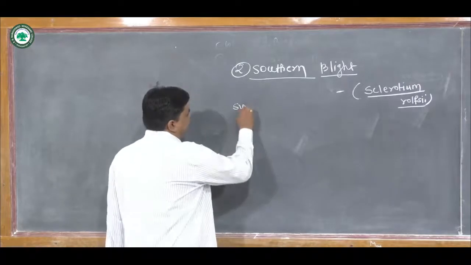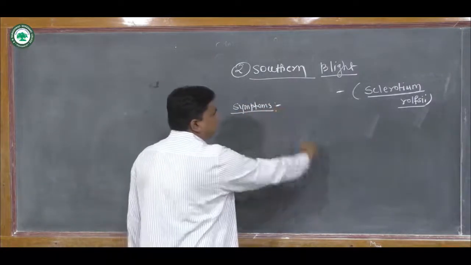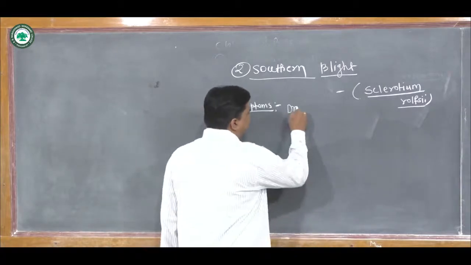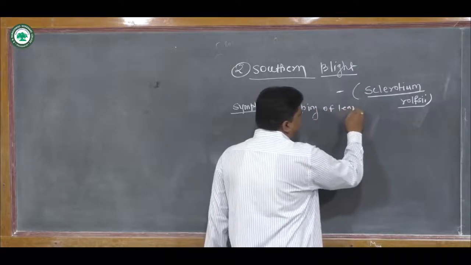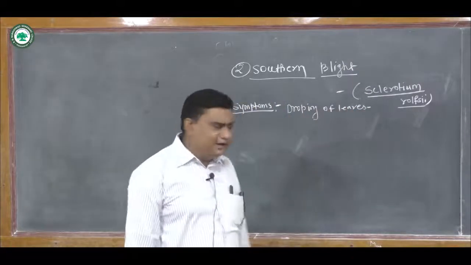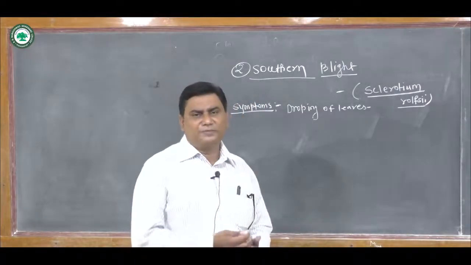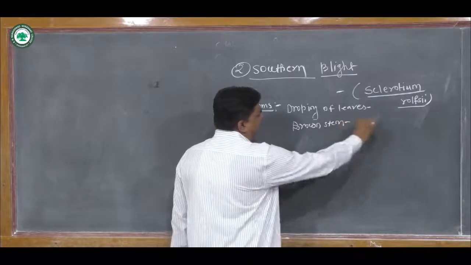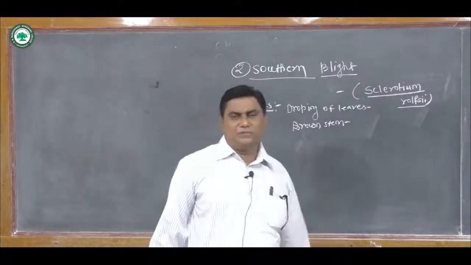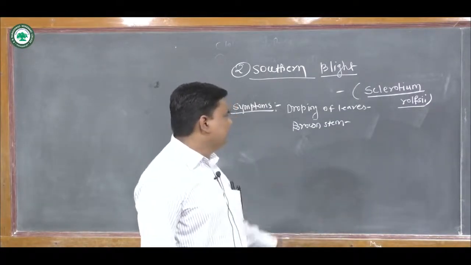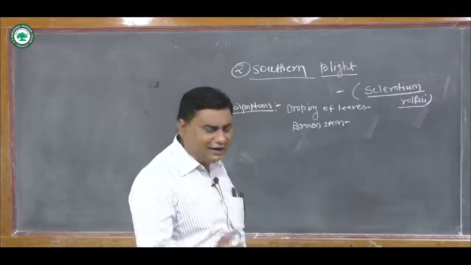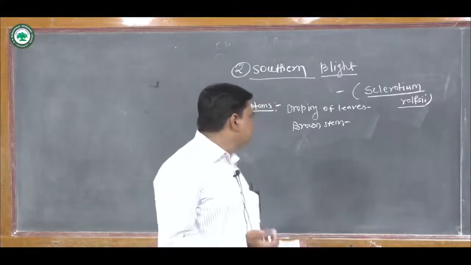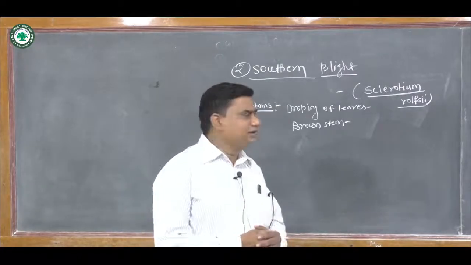Then what are the symptoms? The first symptom of the disease is the dropping of leaves, and then the stem becomes brown. Another symptom is the occurrence of brown color patches on the stem. Then dry rot develops near the soil line. Another symptom is that dry rot develops near the soil line.